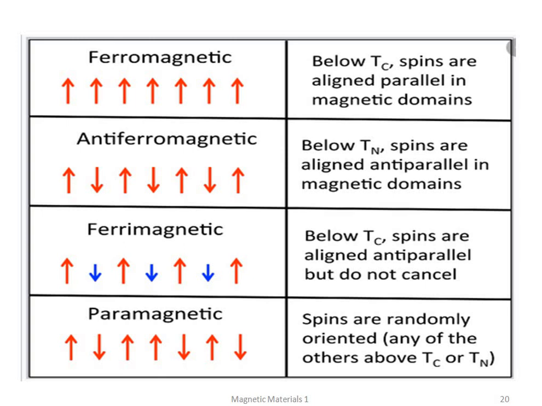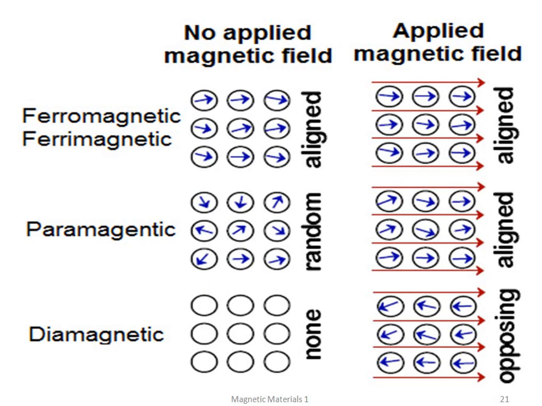But once a magnetic field is applied to a paramagnetic material, the spins try to align along the field direction. So this is the basic difference between dia, para and ferro. The first column is the one in the absence of an applied field: ferro and ferri, of course all of them are oriented along the same direction. In para they are oriented randomly, and dia materials don't possess permanent magnetic dipoles.